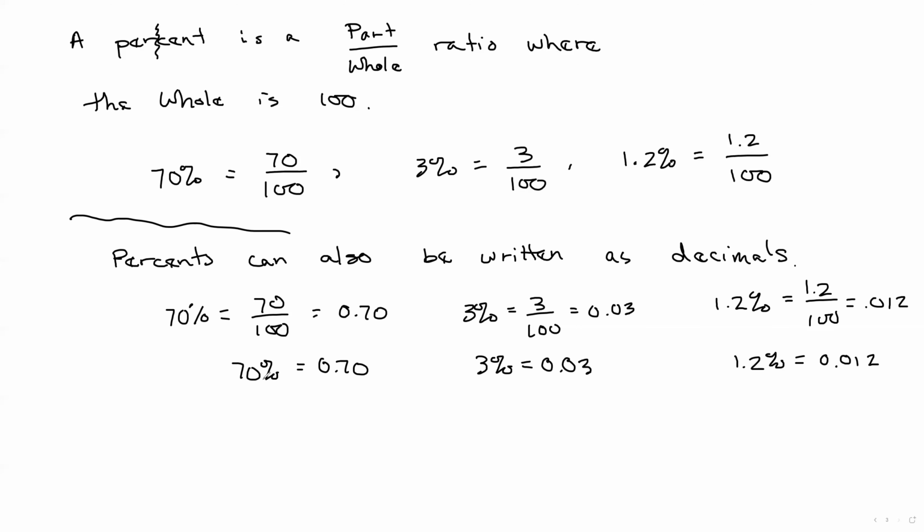Okay, and there's a consistency to all three of these. If we think of the decimal point as being here for 70%, here for 3%, and right there for 1.2%, to move from here to here, we moved the decimal point 2 spots to the left. From here to here, 2 spots to the left. From here to here, 2 spots to the left. So to convert from a percent to a decimal, you move the decimal point 2 places to the left.